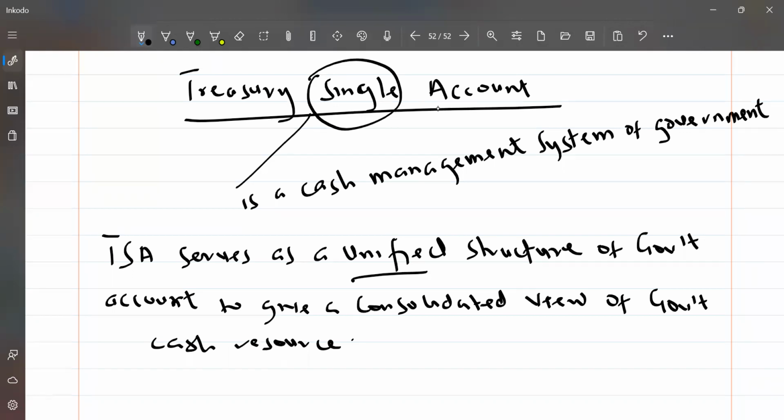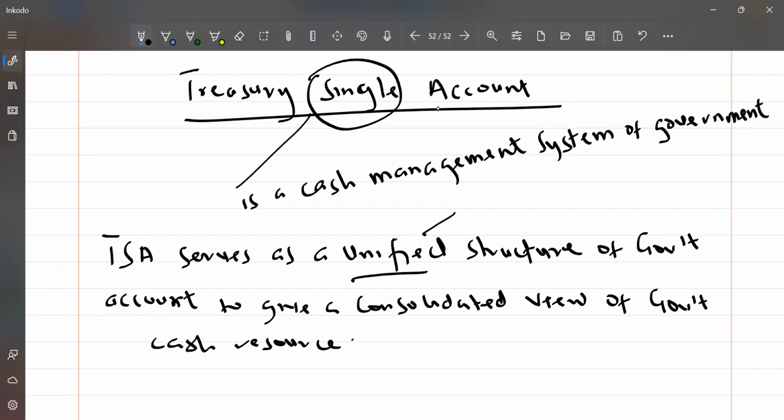The main reason government is having a single account is that it's supposed to give a unified structure, like a harmony, like one structure, whereby it will give an overview of all cash received on a daily basis for the government of Ghana. So all cash received from the public institutions is supposed to be banked or deposited into this account, so that you will see a consolidated view of government cash resources. Is that clear?